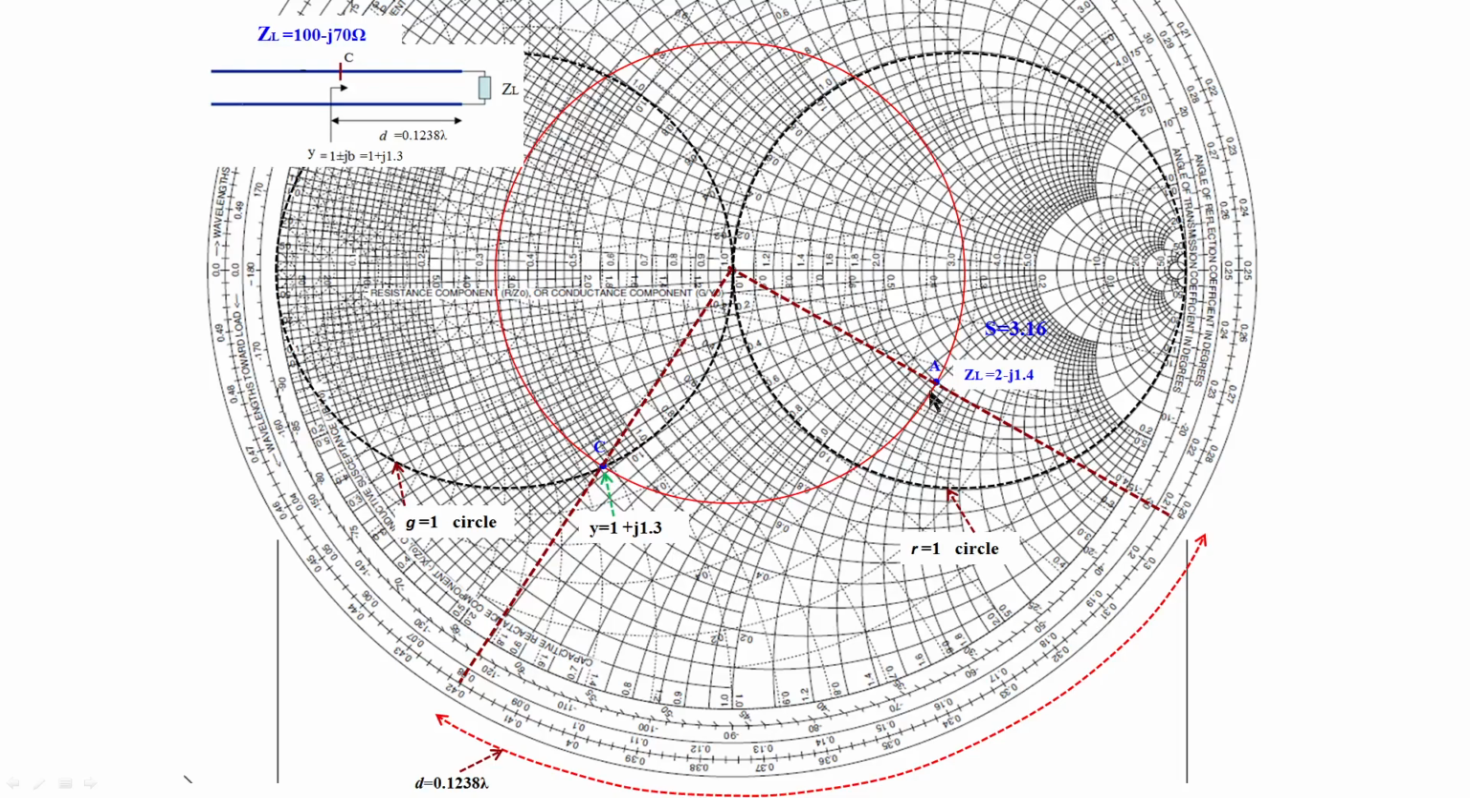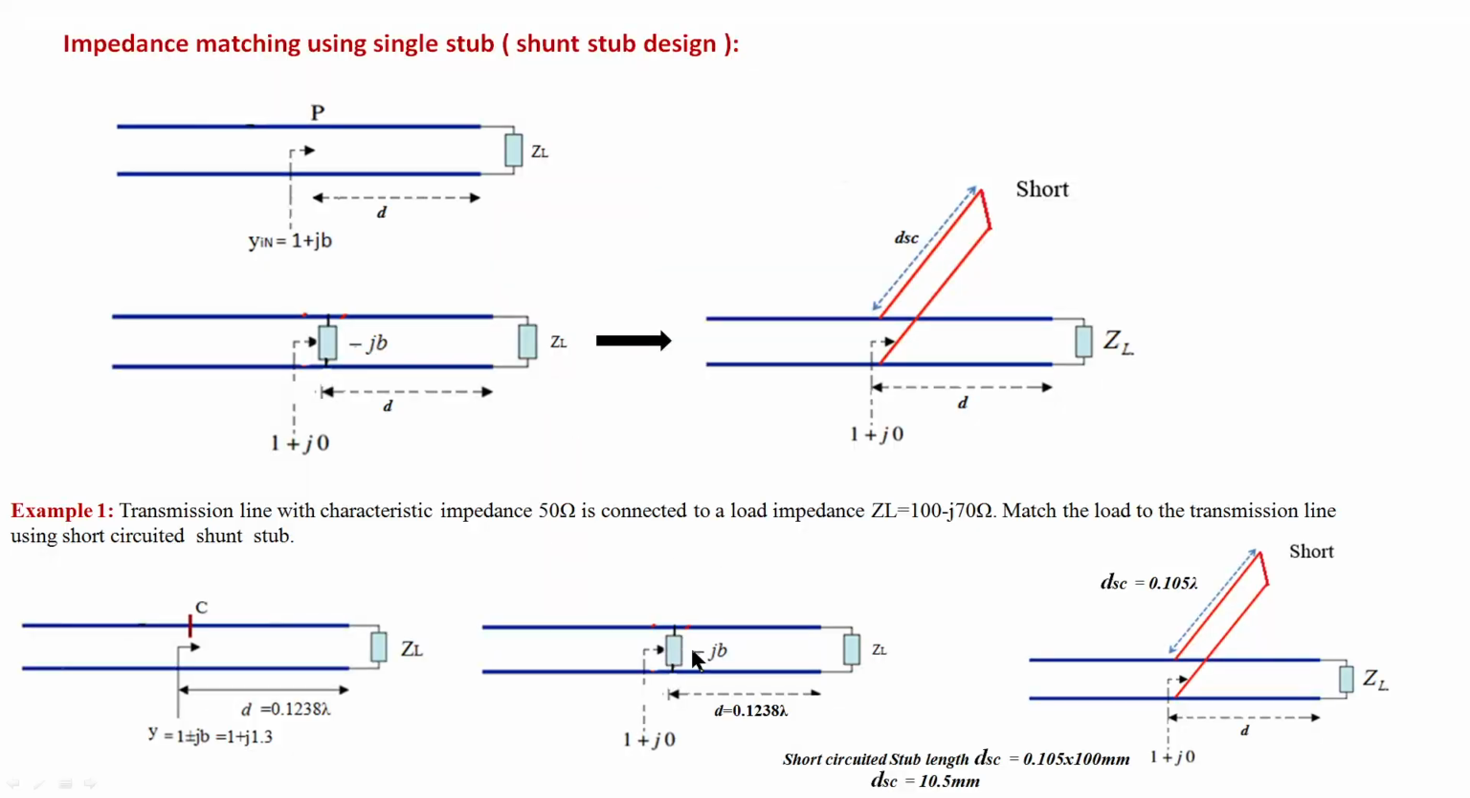Whatever the load, wherever it may be, from the load point keep moving until it intersects the G equal to one circle, then you stop. Note down the susceptance there. That is one. Note down the distance. What is the distance from here to here? That is this distance. Next, we noted a susceptance value here, and you should cancel this. For that, you should connect a susceptance opposite to it.